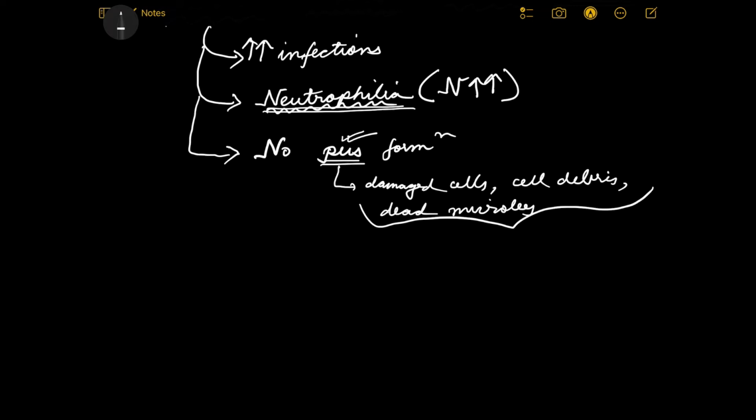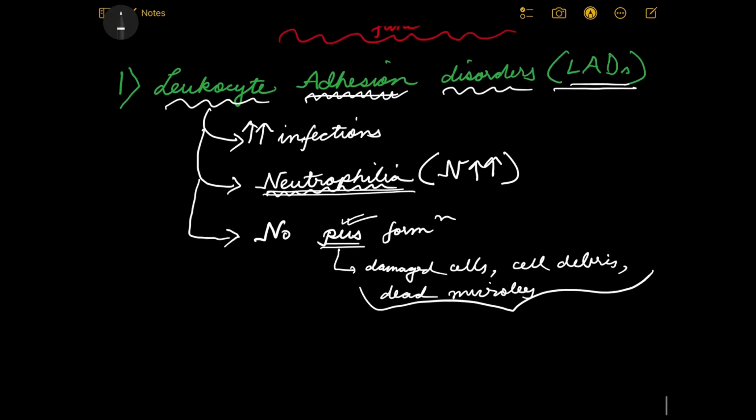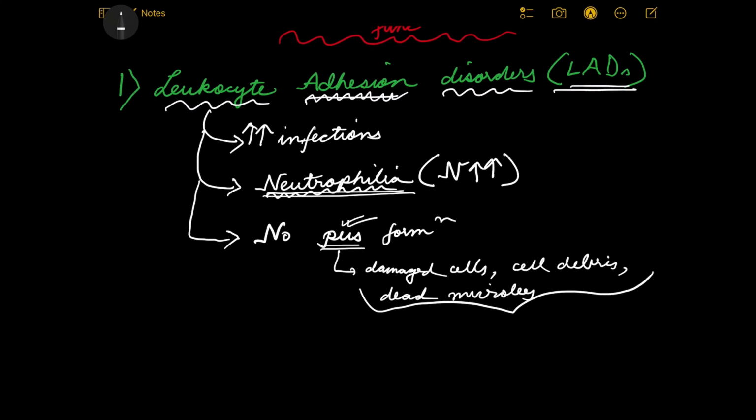So from this small discussion on pus, what I want you to remember is that pus is the product of inflammation. Here there is defective inflammation, no inflammation actually taking place. Inflammation cannot progress, cannot advance, so there is no pus formation. Okay? So these are more or less the general manifestations of leukocyte adhesion disorders.